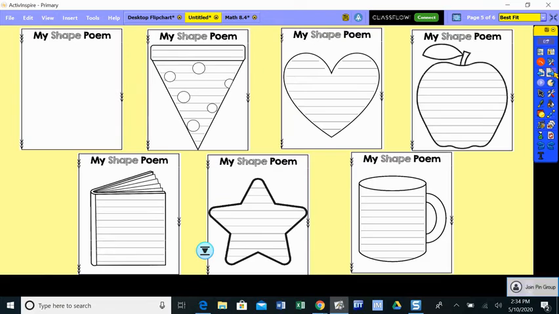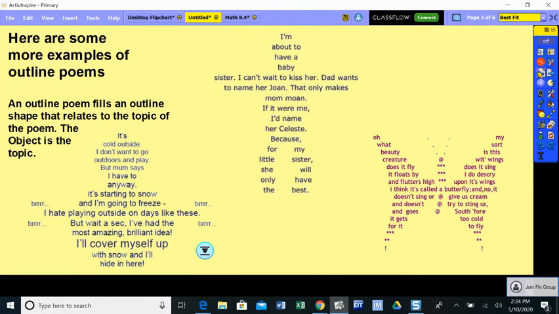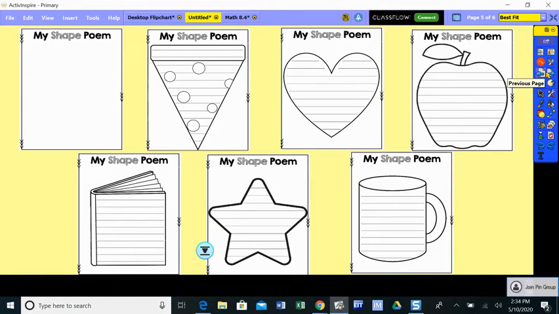Boys and girls, you're going to be writing a couple different poems. We have a lot of shape poems to play with. The first one we're going to do is the first example we looked at, called outline poems. I have given you the outlines here. You can choose which outline you want. You could write about pizza, hearts, apples, or the heart could be love, a book, a star, a cup. Those are the topics that you're going to be writing about.